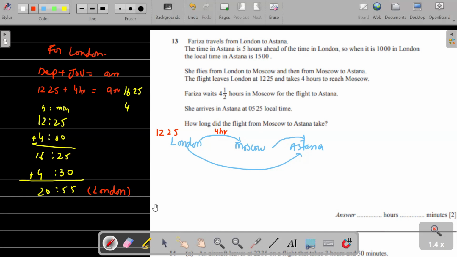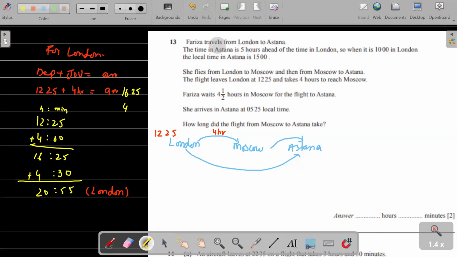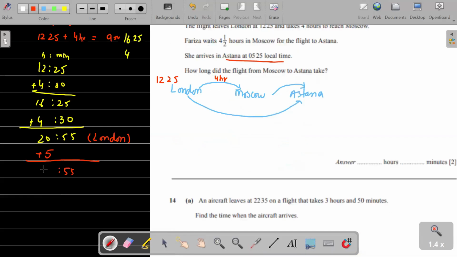But we know that Astana is 5 hours ahead of London. It means that we need to add 5 in it. 5 hours will be added in it, because we are going to calculate according to the local time of Astana, and I'm going to figure out what it will be. So it will be 25:55. Okay, that will be the time, 25:55.